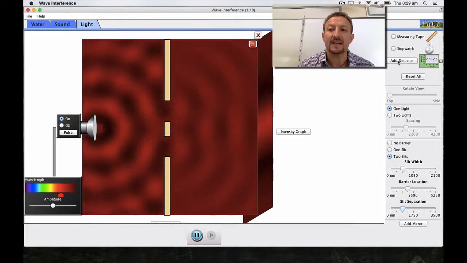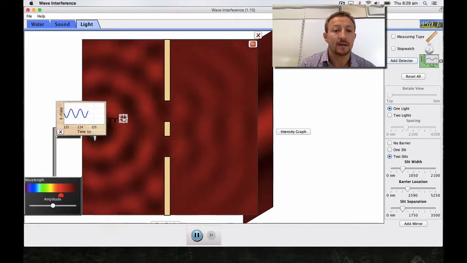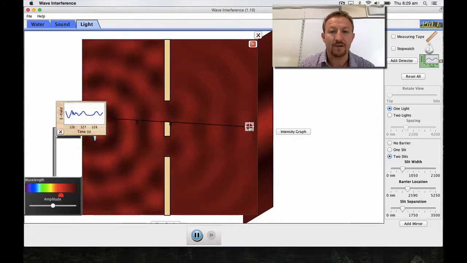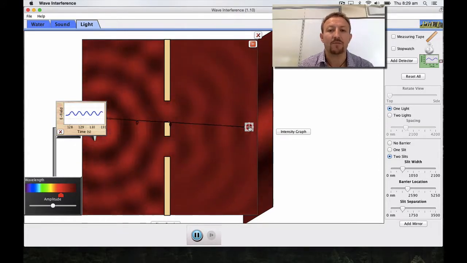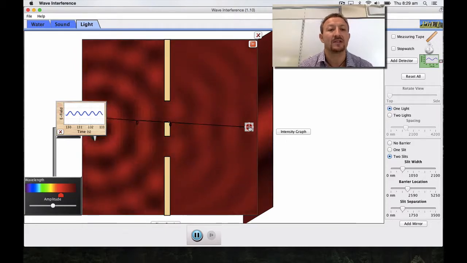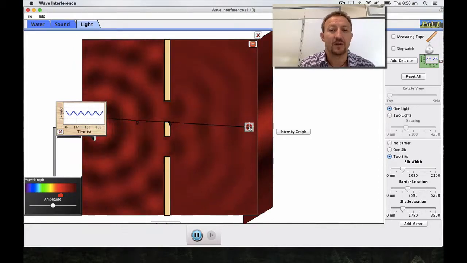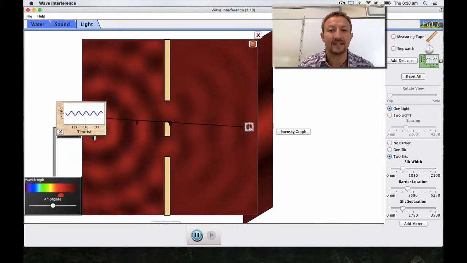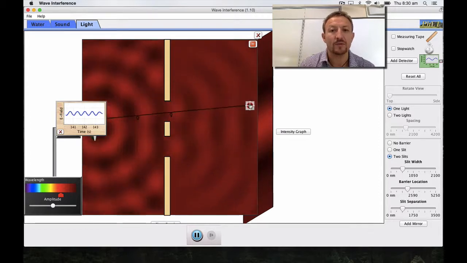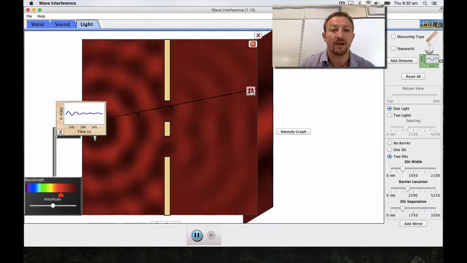Now if I take my detector and click on it, I can check what the amplitude is doing at various points. I'm going to look right at the center of that fringe pattern. You can see that I'm generating a nice amplitude, which has been produced from my zero order antinode. Now let's move it across and put it in the dark bit, and watch what happens to the graph.